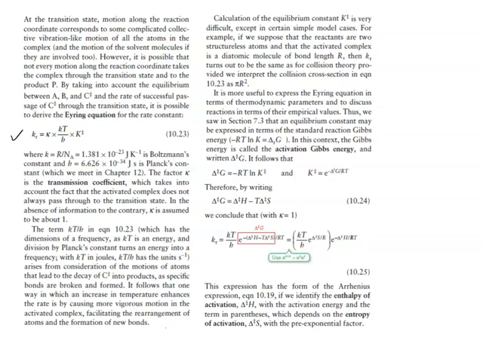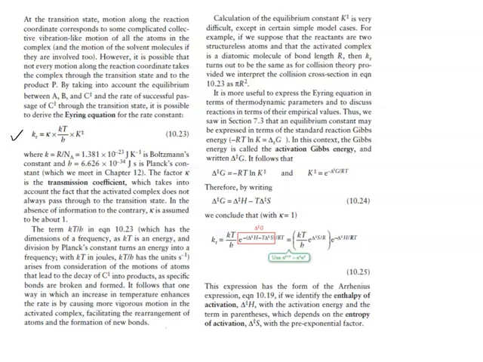The term kT over h in equation 10.23, which has the dimension of a frequency, as kT is an energy and division by Planck's constant turns an energy into a frequency, arises from the consideration of the motion of atoms that leads to the decay of C into products as specific bonds are broken and formed. It follows that one way in which an increase in temperature enhances the rate is by causing more vigorous motion in the activated complex, facilitating the rearrangement of atoms and the formation of new bonds.